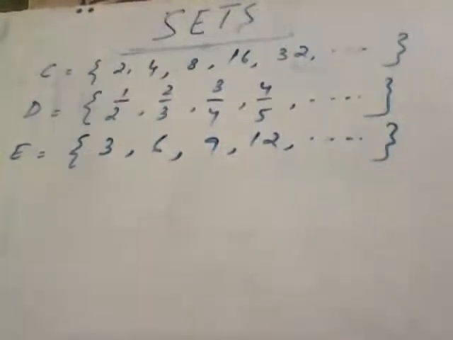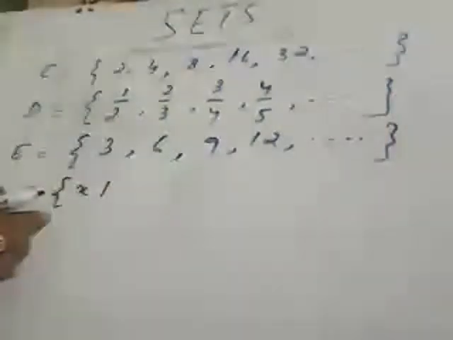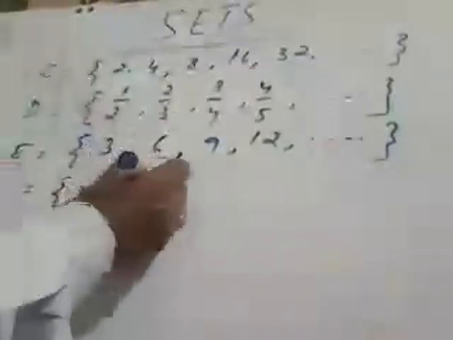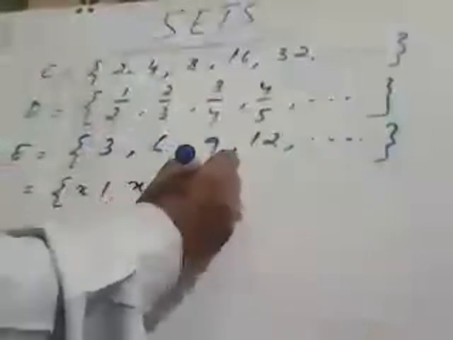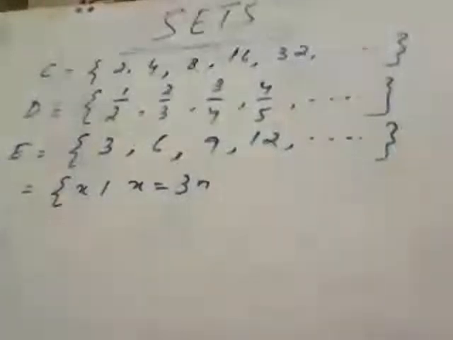Now check. First I will start from E. This set E, you should write: X such that, starting with curly bracket, X such that X is a multiple of 3. That you can write X equal to 3n. You can write X such that X is a multiple of 3. That is correct.